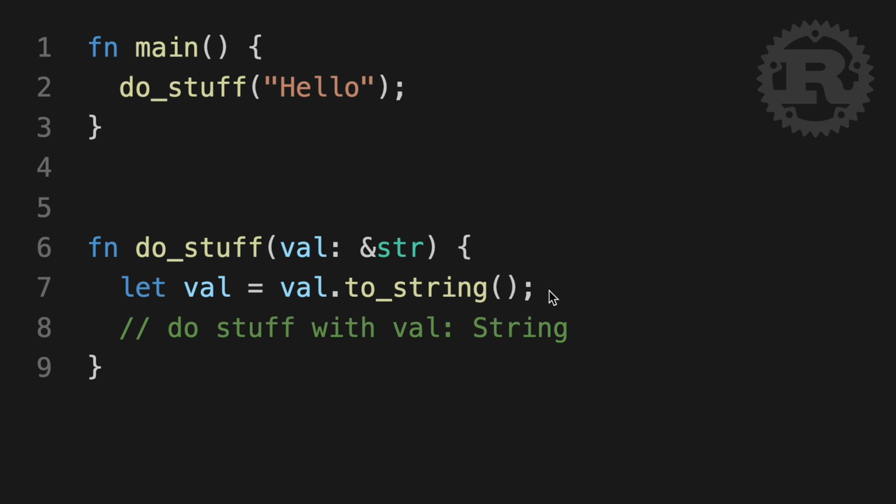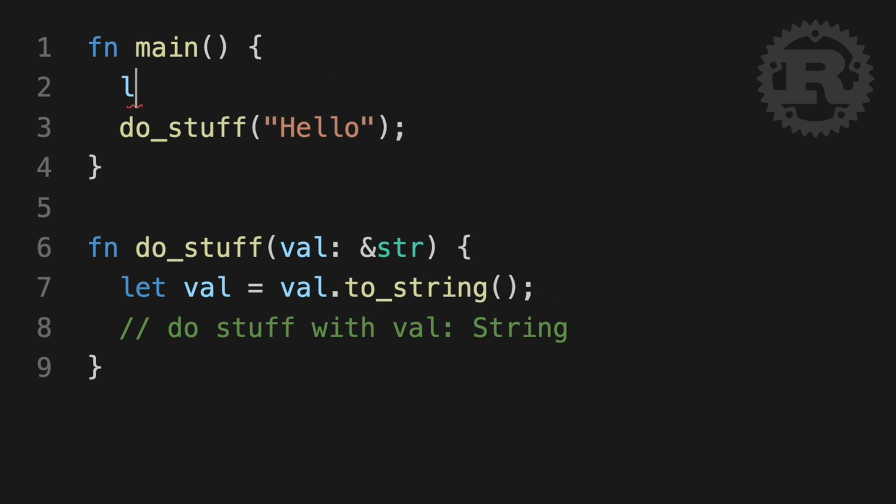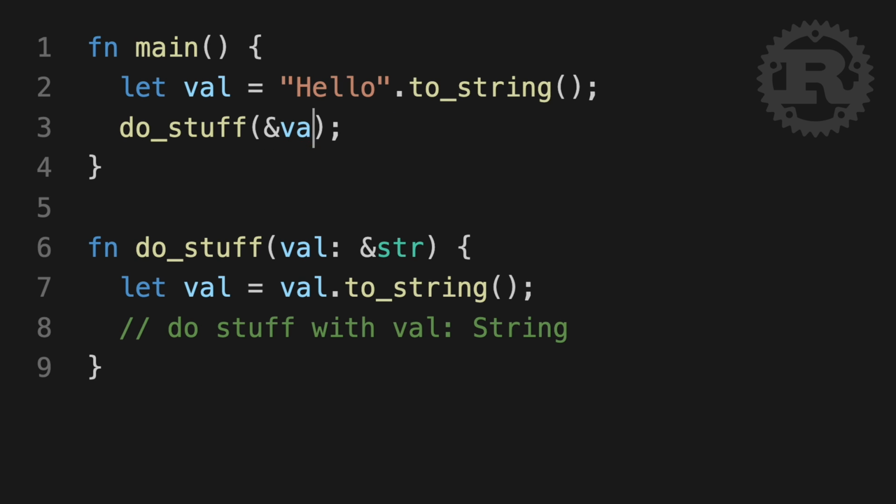And now if in our main function, we get our val as a string from the database or JSON or whatever, then we'll pass it as a reference of value, and that will work as well.